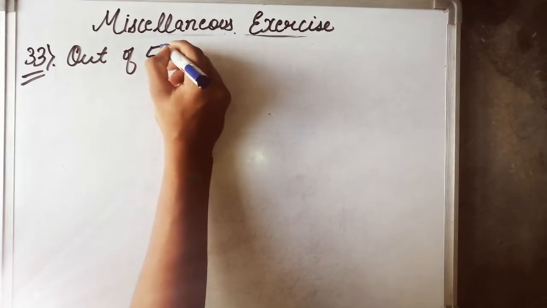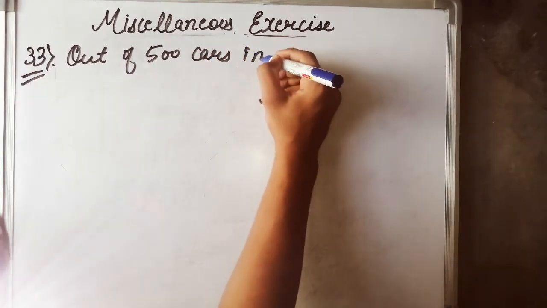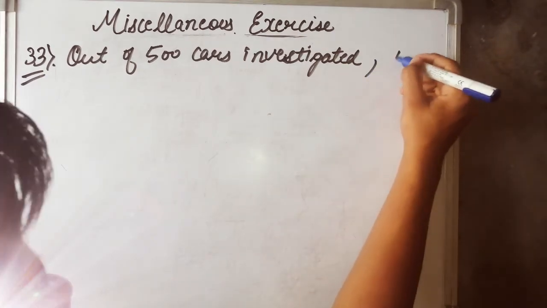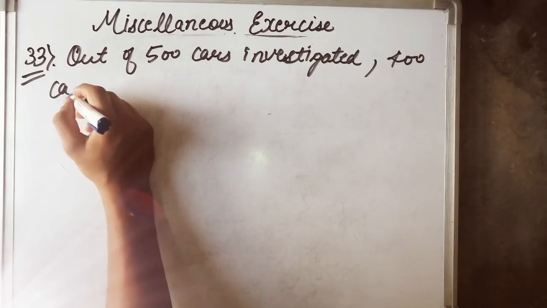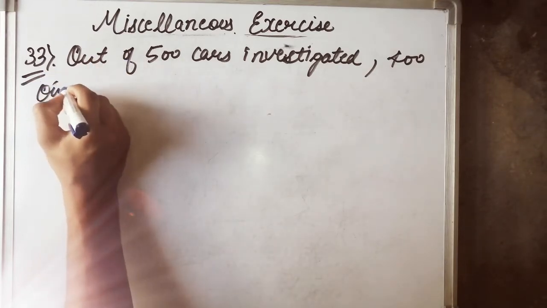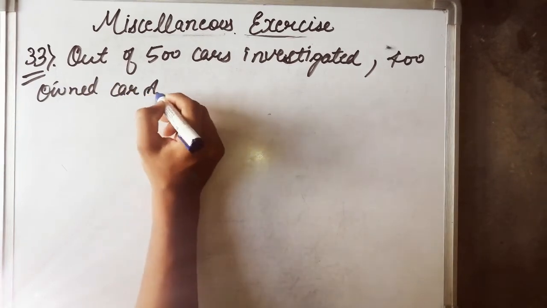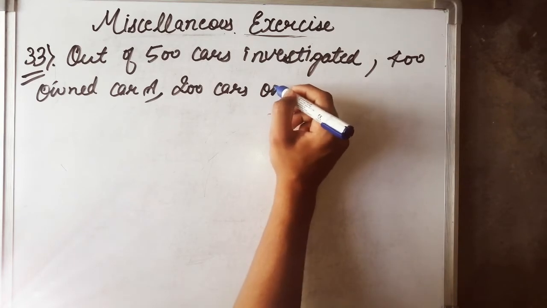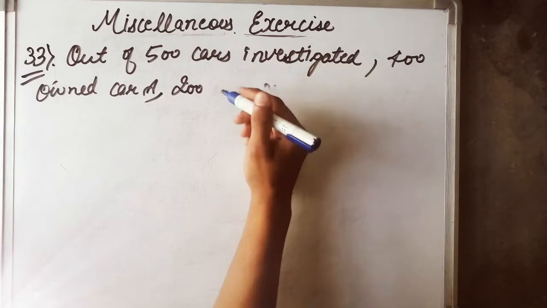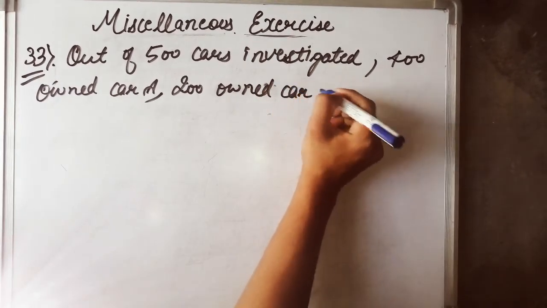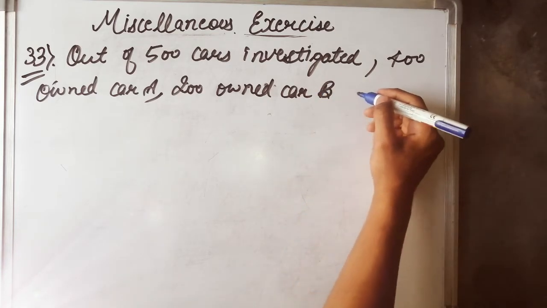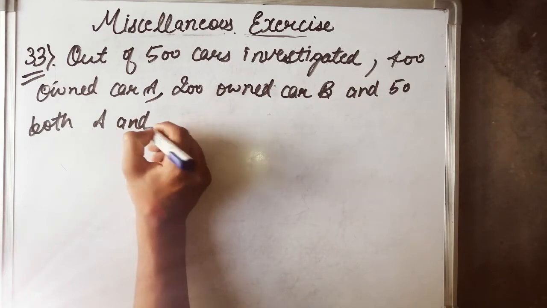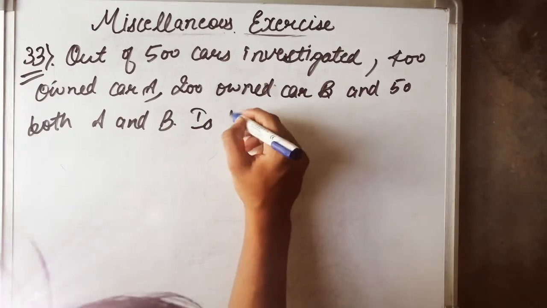Out of 500 cars investigated, 400 owned car A and 200 owned car B, and 50 owned both A and B. Is this data correct?